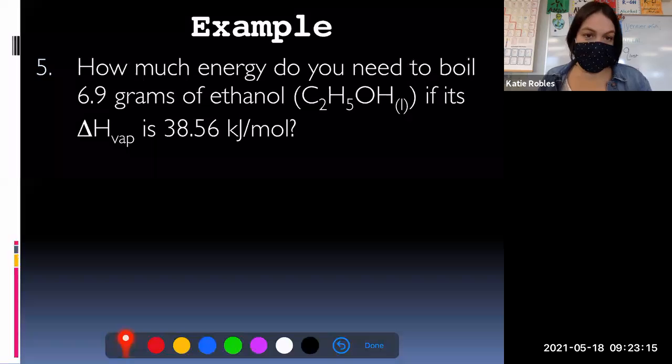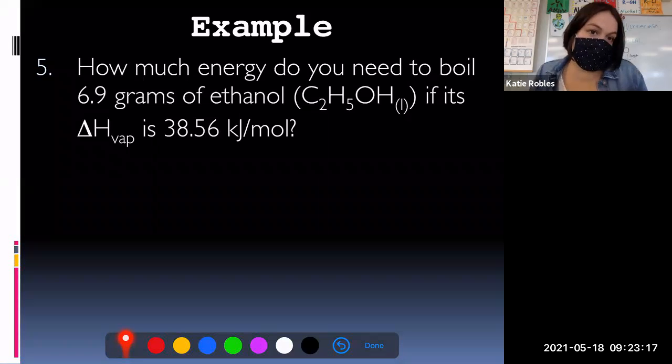Now, most of the time we're working with water, but let's say we're working with something else. You may have to look up its heat of vaporization. Here's ethanol. Ethanol is sometimes what's in hand sanitizer. It evaporates off your hand very quickly, so it does have a smaller heat of vaporization, and that makes sense. So it says, how much energy do you need now to boil 6.9 grams of ethanol?